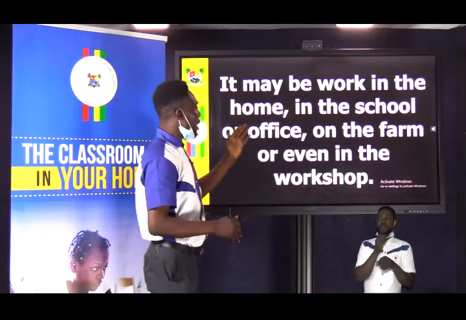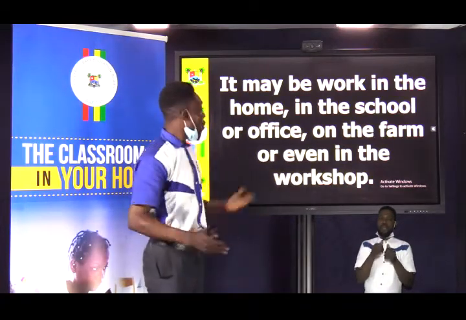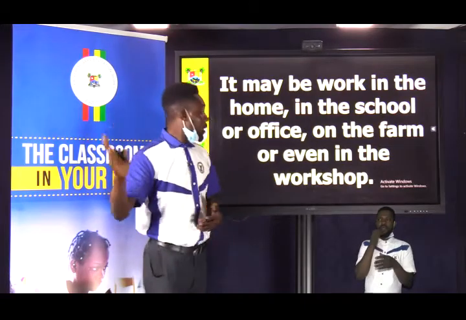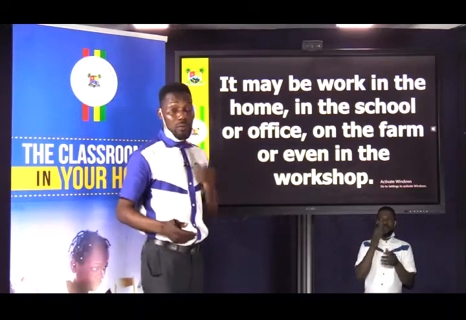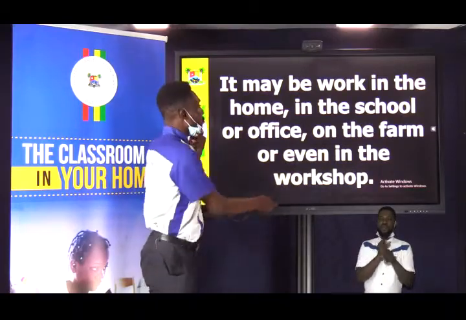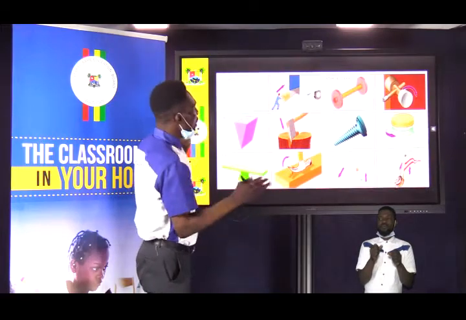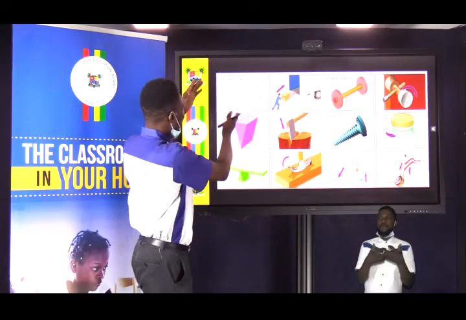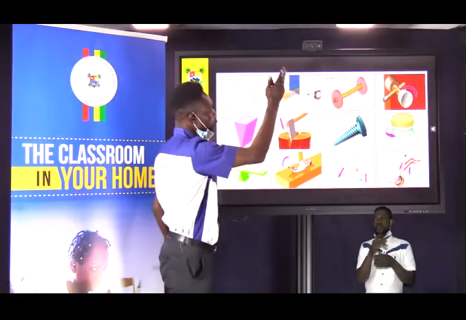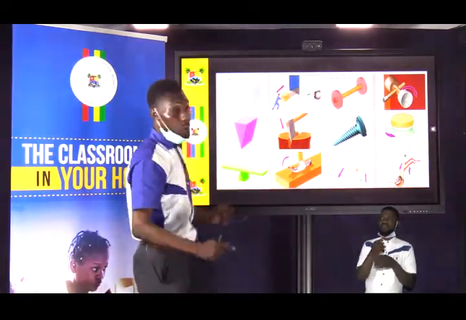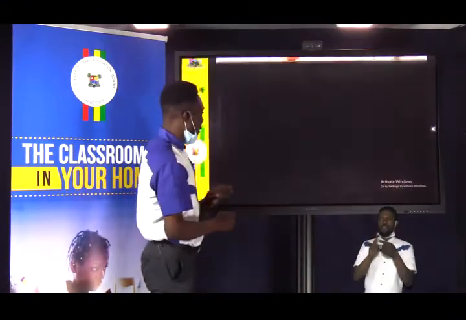It may be work in the home. When we talk about the work we are talking about here, it may be work in the home, in the school or office, on the farm, or even in the workshop. So work could be anywhere. Talking about simple machines, we have inclined plane, wedge, lever, pulley, screw, wheel and axle, and so on. But don't forget, our focus for today is on lever.